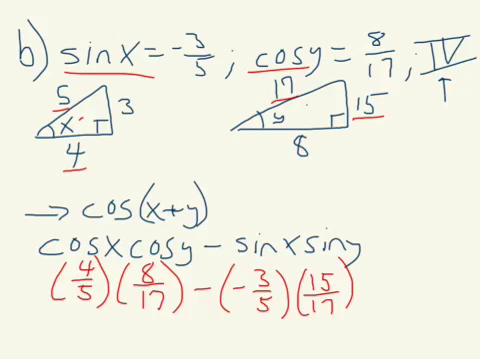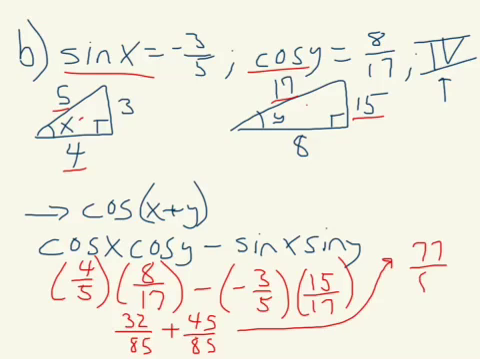Multiply this out, and we're going to get 32/85. The 85 comes up yet again, plus 45, that negative makes it plus, over 85. And that's going to add to be 77/85. It does not reduce, so we're done. That's it. I'm going to jump right into the next example before resetting this.